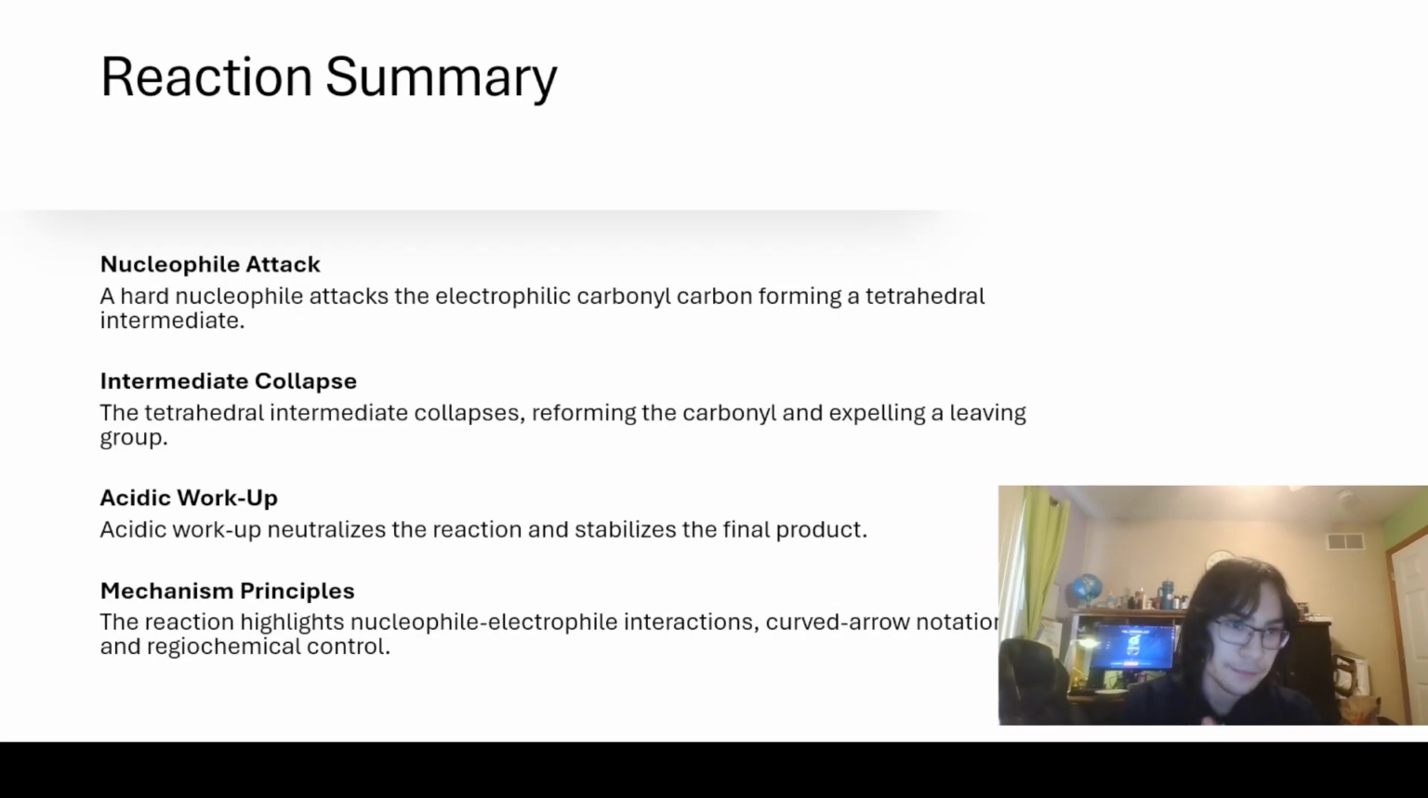Now for the summary, to end it off here. The hard nucleophile attacks the carbonyl carbon in order to create the tetrahedral intermediate, and this carbonyl reforms in order to kick out the leaving group. With that, the acidic workup neutralizes the system in order to yield the final ketone product.